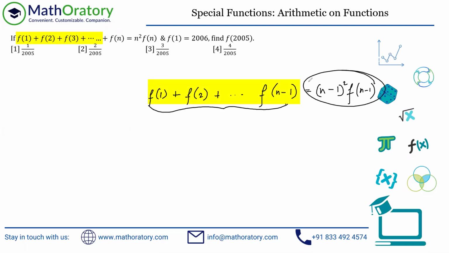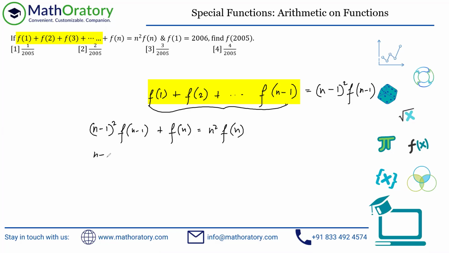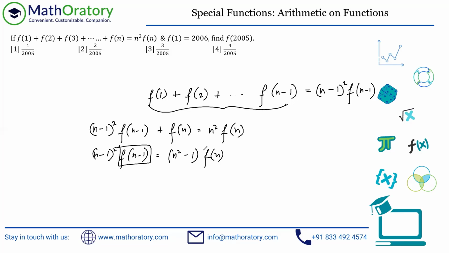Which is this: (n minus 1) whole square into f(n minus 1) plus another f(n) is giving us n square f(n). So we have (n minus 1) whole square into f of n minus 1 is equal to (n square minus 1) into f(n). I'm trying to establish a relationship between this and this. I'll divide f(n) by f of n minus 1. The reason being, f of 1 is given and f of 2005 is required. Let me put the f(n) on top.